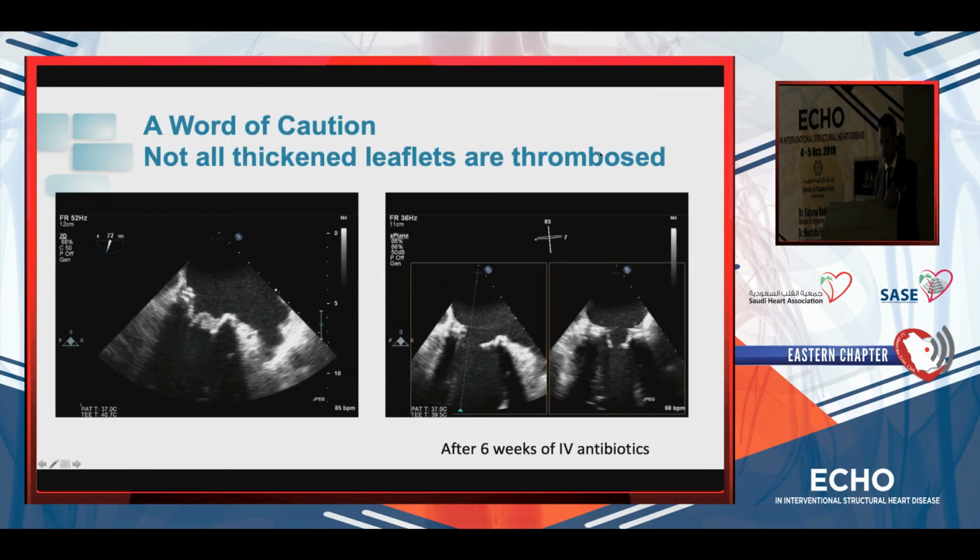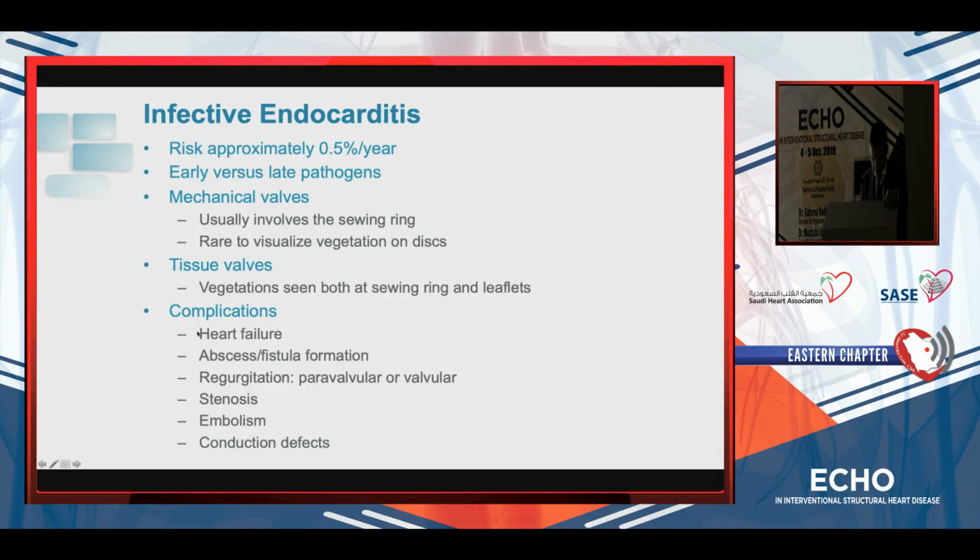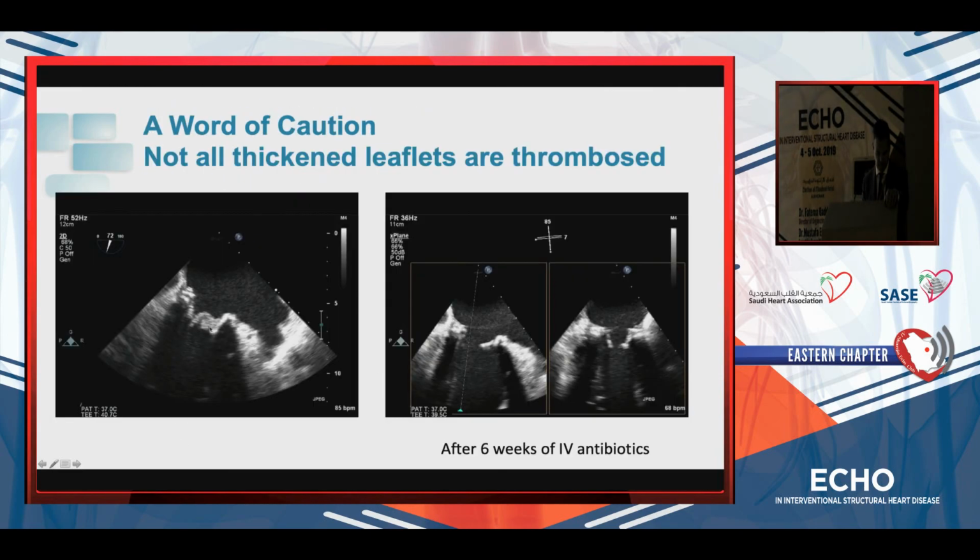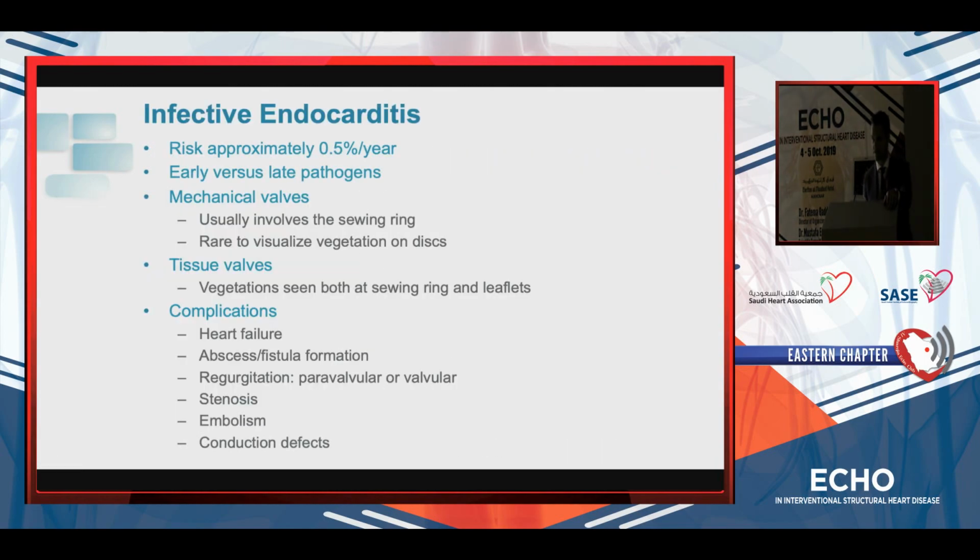And finally, another word of caution, because not all thickened leaflets are thrombosed. This is a patient with also thickened leaflets over here. But this patient also had fever and a positive blood culture, and was treated with 6 weeks of antibiotics, completely regaining normal function. So not all thickened leaflets are thrombosed, and sometimes it's an effect of endocarditis. The risk for this is 0.5% a year. It depends on early or late pathogens.